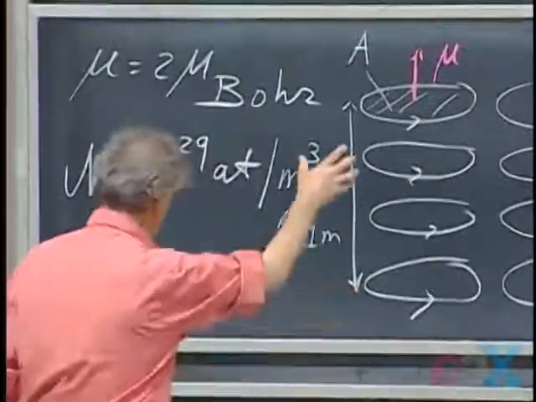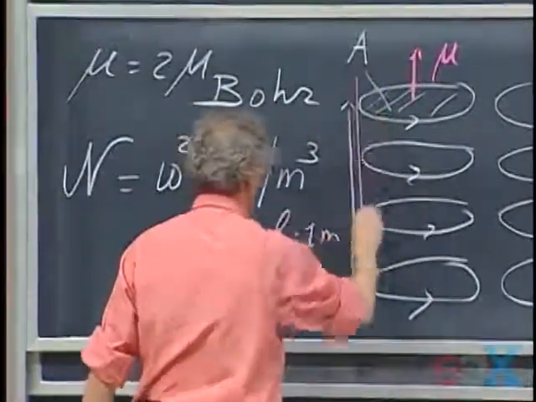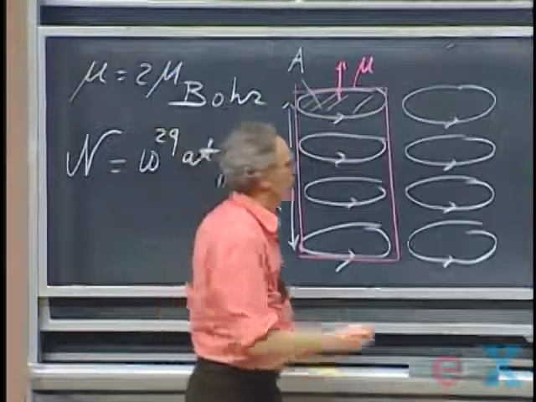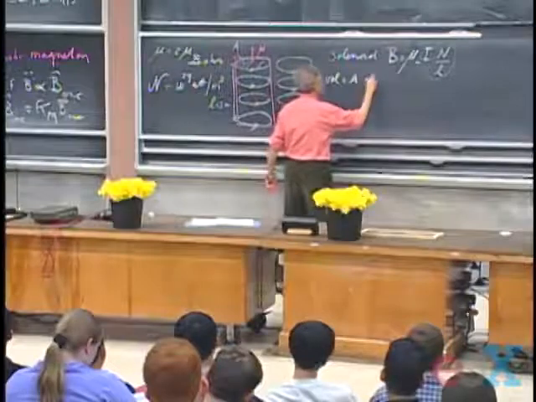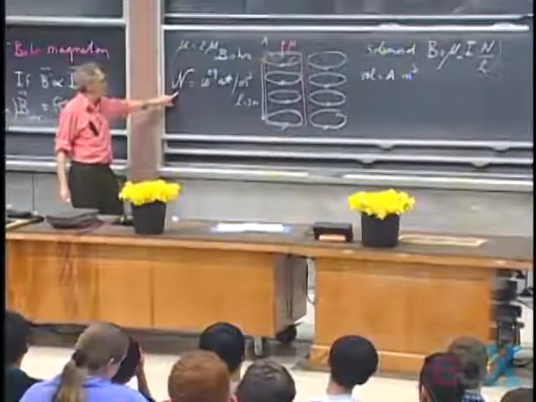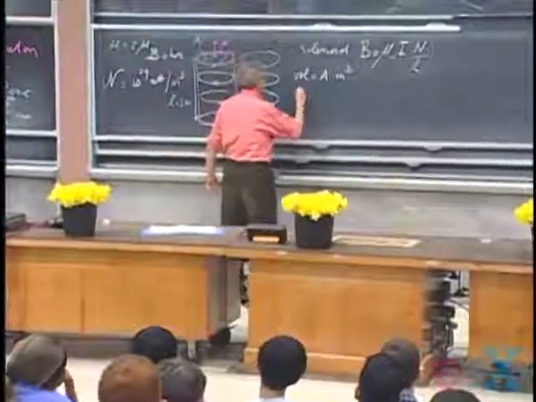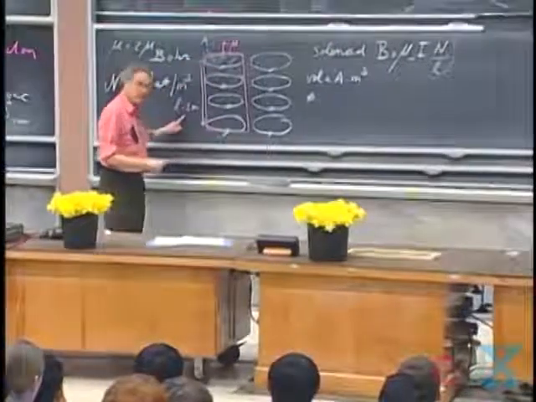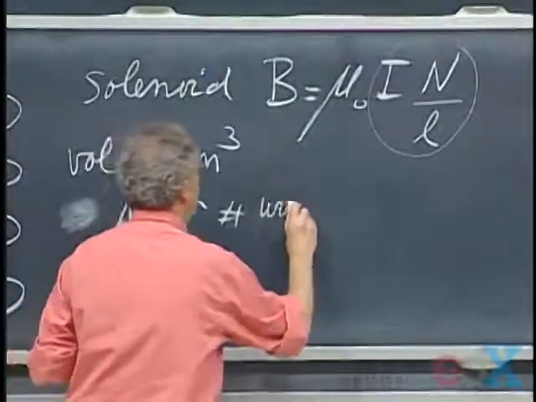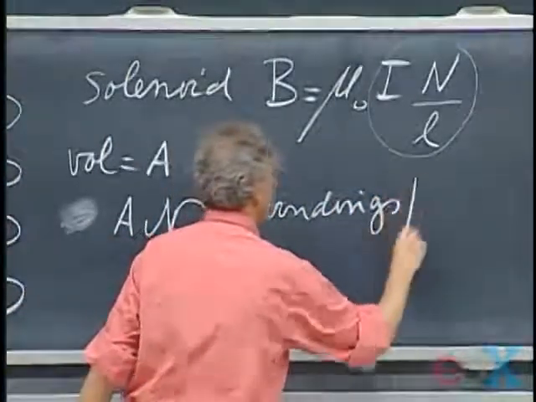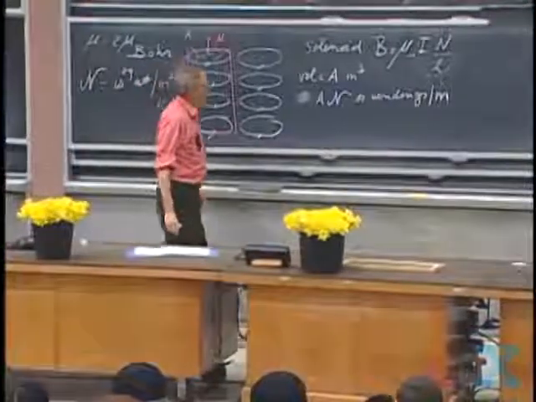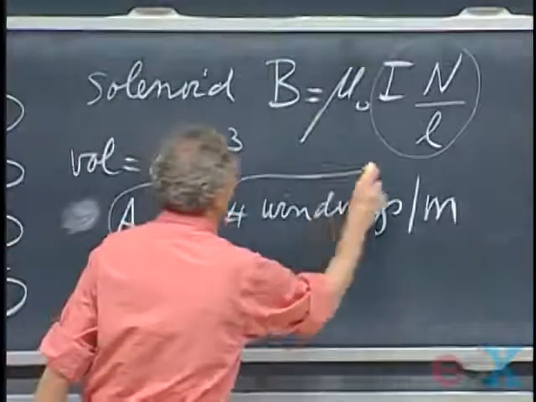We would agree, I hope, that the volume of this solenoid, which has a length of 1 meter, is A square meters times 1, so the volume is A cubic meters. But the number of atoms per cubic meter is 10 to the 29. And so the number of atoms that I have in this solenoid per meter is this A times that N. So this is the number of windings, if I call this one winding, the number of windings per meter. Or you can think of it as the number of atoms per meter, the way they're lined up. And so now I am in business, because this now is my N divided by L.